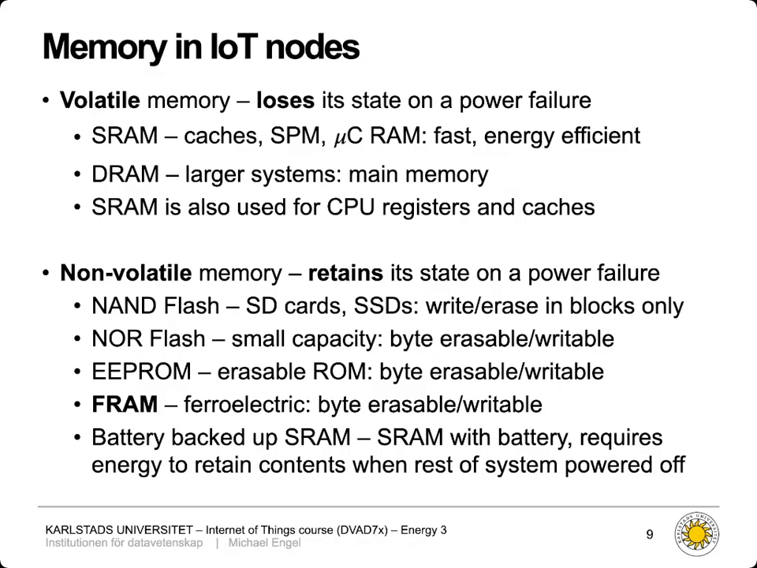Now the problem with NAND flash is that it's large and relatively cheap, which is nice, but you can only read, write, and erase it in blocks. For example, 512 bytes at a time. So if you just want to change a single byte in such a NAND flash, you have to read the block, change that single byte, then erase that block, and then write the block's contents back. And you can imagine this is quite a bit of overhead.